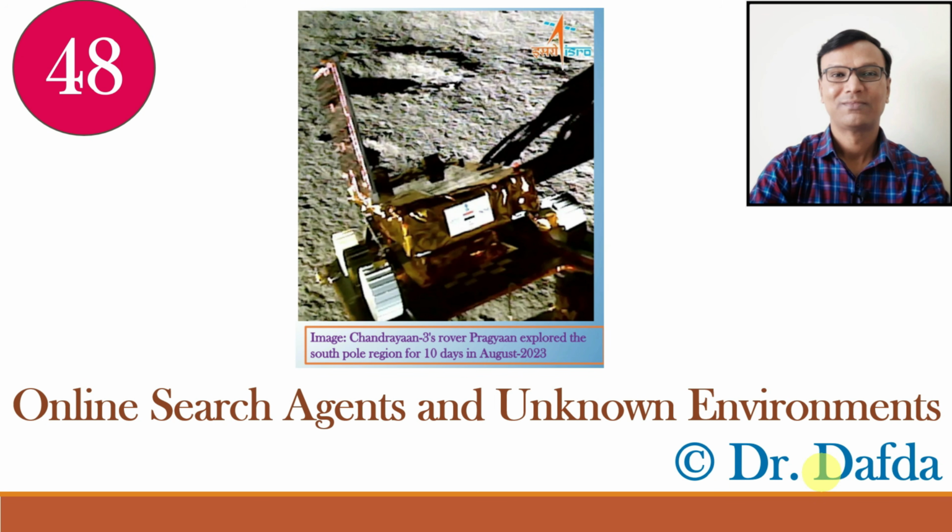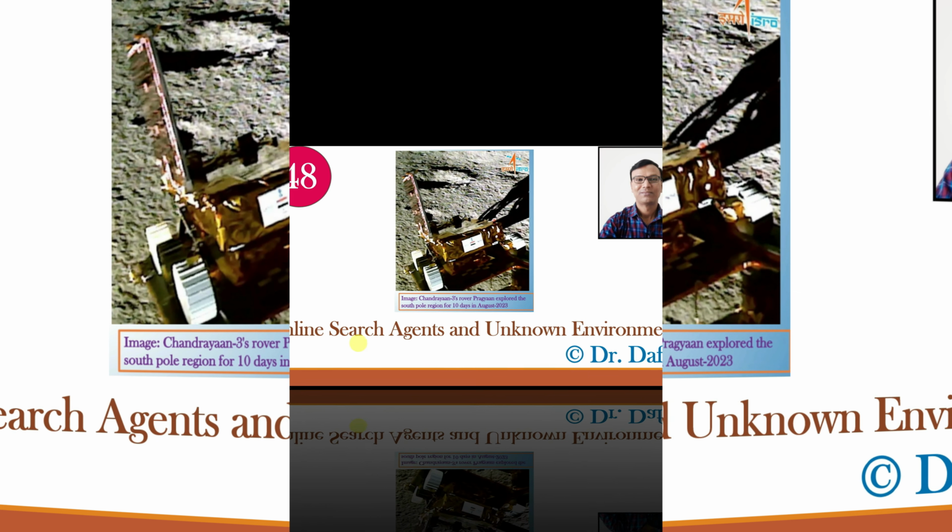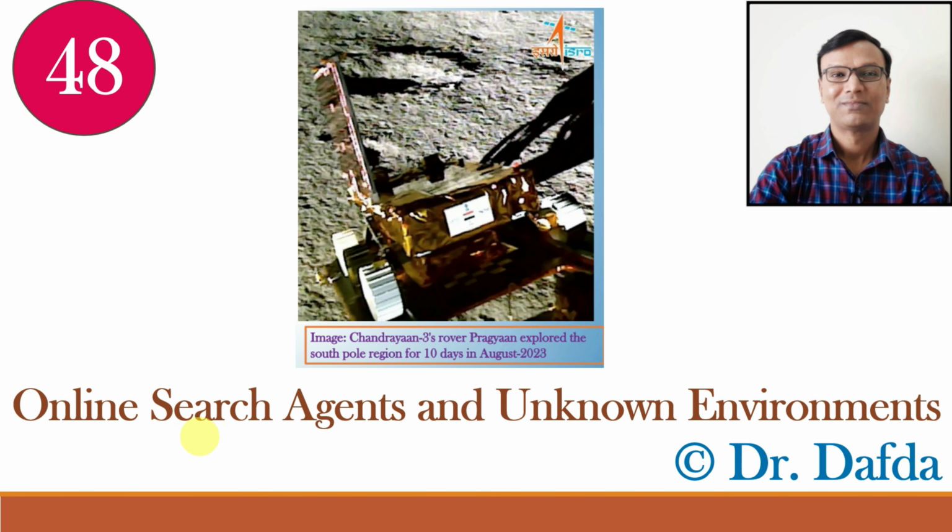I am Dr. Dafda, and in this 48th video class of AIML, we will understand the last topic of the chapter beyond classical search, namely online search agents and unknown environments. Starting with the name, online search agents means agents learn everything by searching in the unknown environment. For example, the rover of Chandrayaan-3 mission learnt about the surface of the moon for the first time while moving on the moon, and it had no previous knowledge.